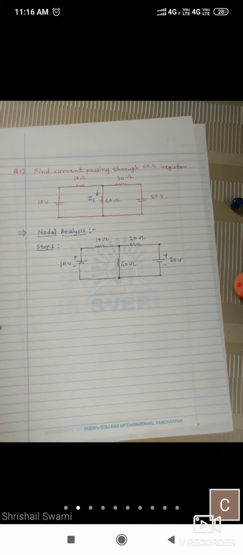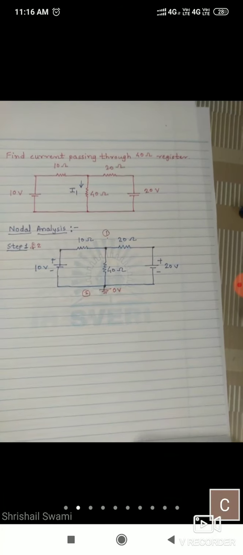Step 1: identify the number of principal nodes and assign one of the nodes as a reference node. So there are a total of two nodes. This will be the first node and this will be the second node. So I will assign one of the nodes as a ground node or reference node, and I will mark it as 0 volt. Then what remains is the first node.